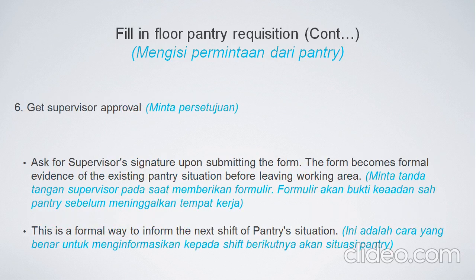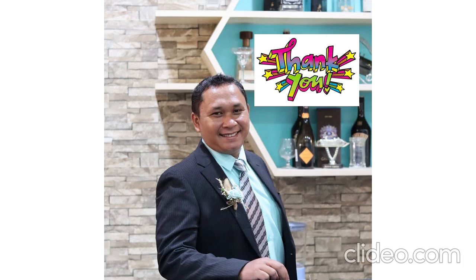Number 6. Get supervisor approval. Ask for supervisor's signature upon submitting the form. The form becomes formal evidence of the existing pantry situation before leaving working area. This is a formal way to inform the next shift of pantry situation. Let us continue to the next session.